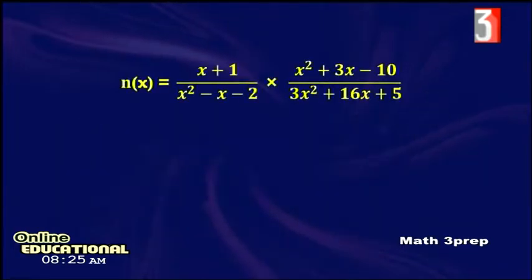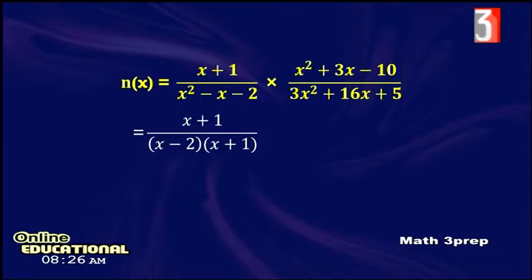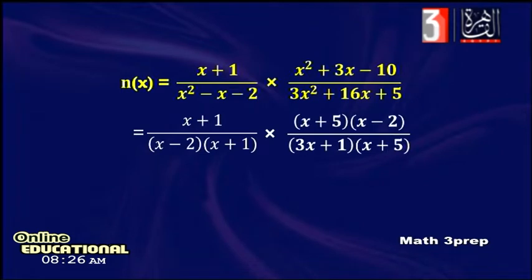Then n of x will be x plus 1 over x squared minus x minus 2 multiplied by x squared plus 3x minus 10 over 3x squared plus 16x plus 5. Make the factorization for the denominator of the first part. So n of x equals x plus 1 over (x minus 2)(x plus 1), multiplied by, making factorization for both numerator and denominator, (x plus 5)(x minus 2) over (3x plus 1)(x plus 5).